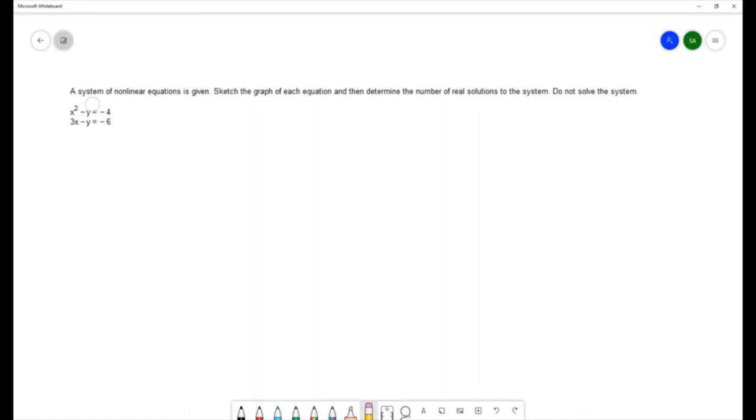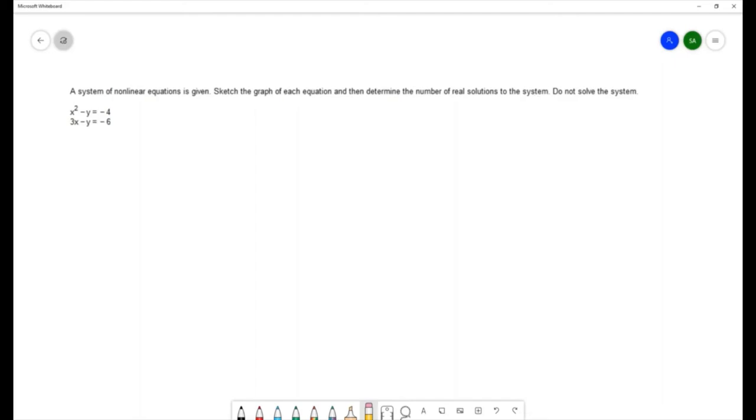On this question, we have a system of nonlinear equations. We want to sketch the graph of each equation and then determine the number of real solutions to the system. We don't want to solve the system. We're coming up with the sketch and then determining how many real solutions there are to this system.